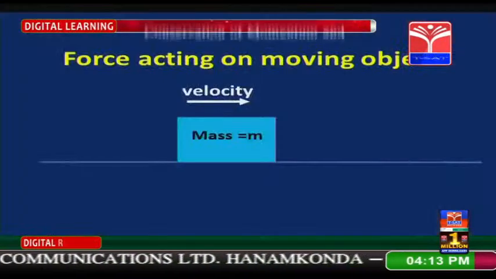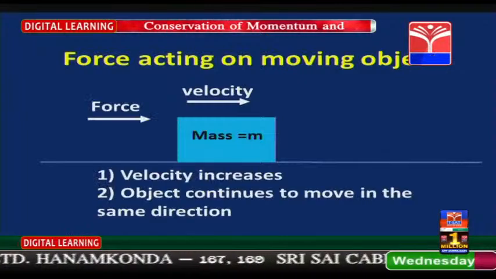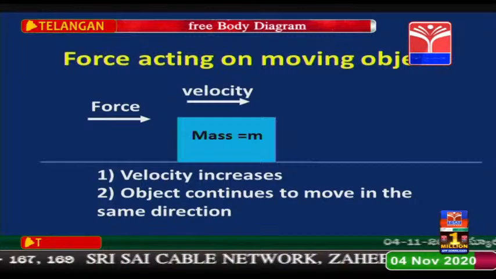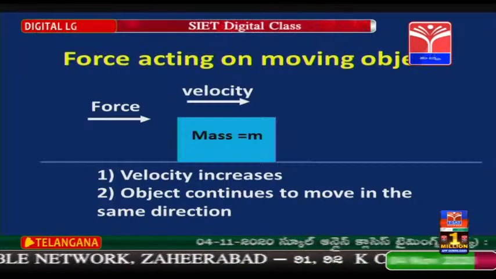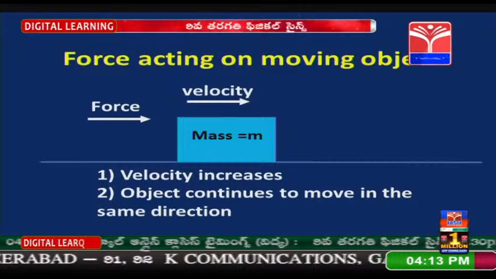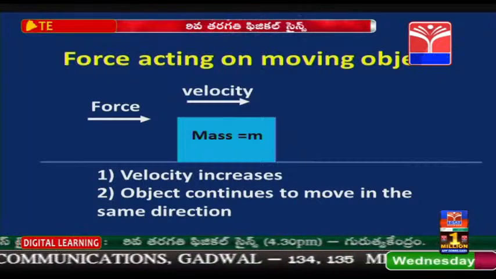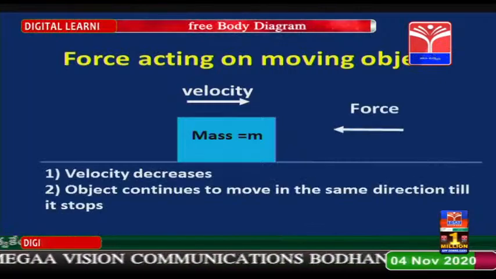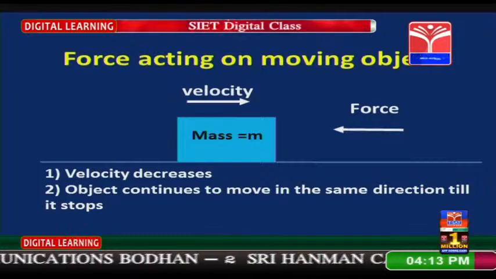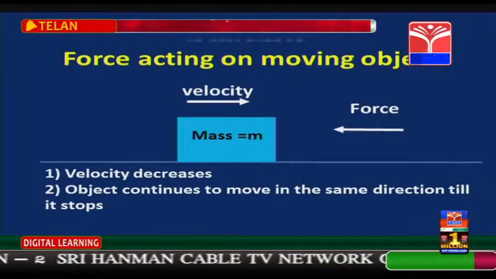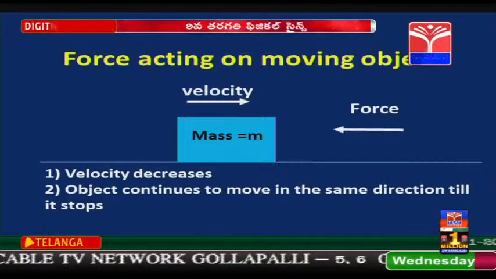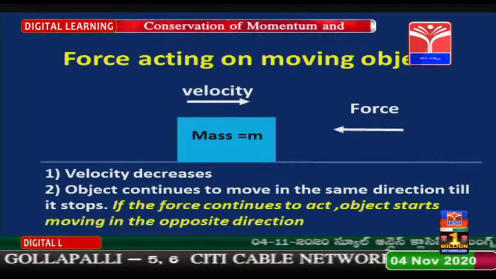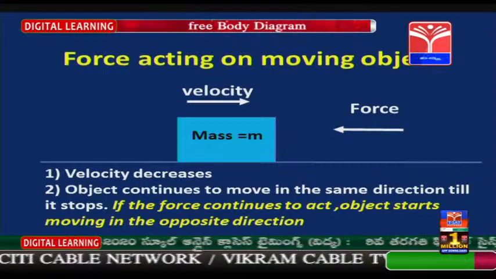Now, let us consider what happens when force acts on a moving object. When force acts on moving objects, in case the direction of force is same as the direction of its velocity, then the velocity increases. The object continues to move in the same direction with its velocity increasing. In case force acts in the direction opposite to that of velocity, in this case the velocity decreases. The object continues to move in the same direction till it stops. If the force continues to act, then the object starts moving in the opposite direction.